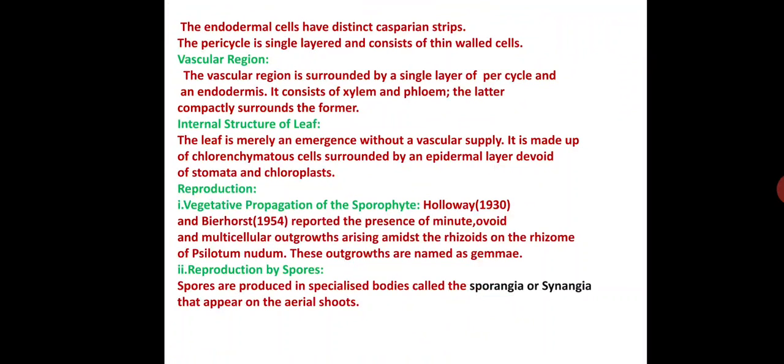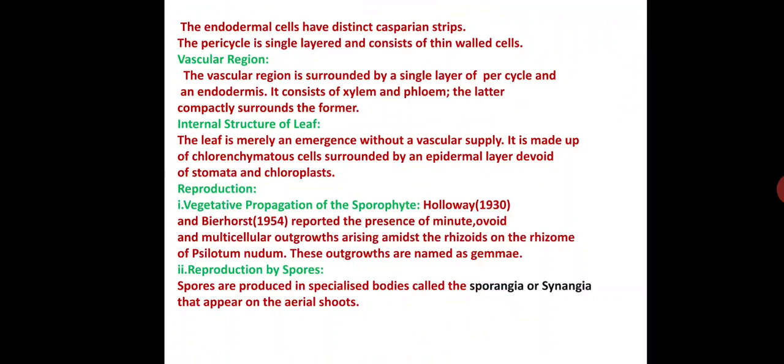The endodermal cells have distinct Casparian strips. The pericycle is single layered and consists of thin-walled cells. Then we discuss the vascular region. The vascular region is surrounded by a single layer of pericycle and an endodermis. It consists of xylem and phloem. The latter compactly surrounds the former.